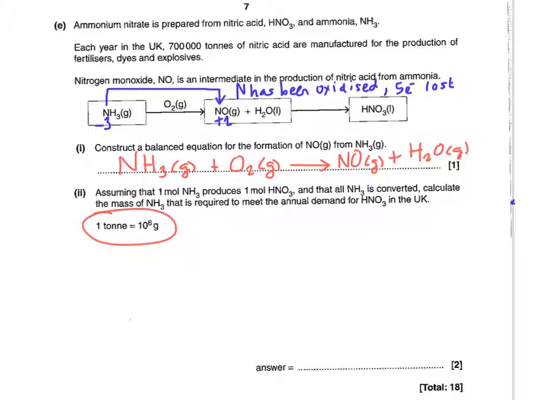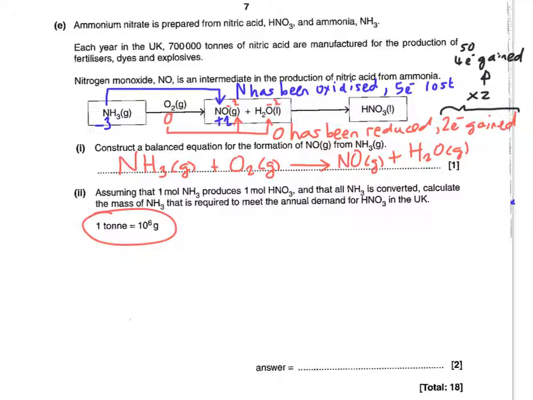It's increased by 5. Now oxygen has been reduced. It ended up in two places: it's ended up in nitrogen monoxide and it's ended up in water. But the oxidation state of oxygen in nitrogen monoxide and in water is -2. So in each case an oxygen atom has gained 2 electrons.